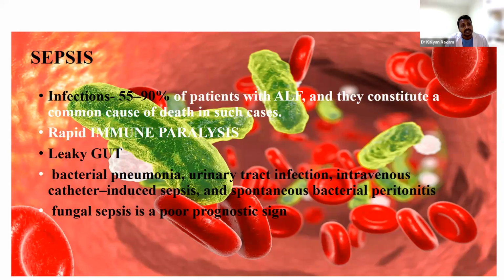Sepsis infections occur in 55 to 90% of patients with acute liver failure, and they are one of the most common causes of death in such cases. All this happens because a damaged liver causes immune paralysis, so they are more prone to infections. Infections like pneumonia, urinary tract infections, intravenous catheter and line-related infections, spontaneous bacterial peritonitis, and fungal sepsis are all poor prognostic signs, and they increase mortality.